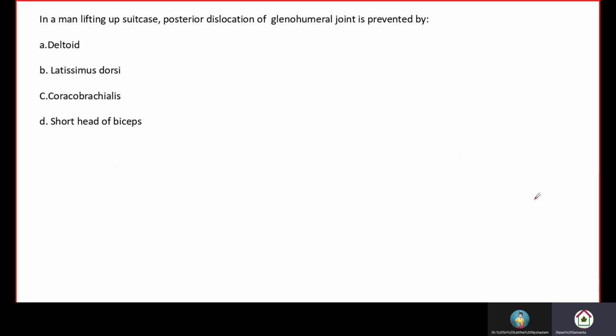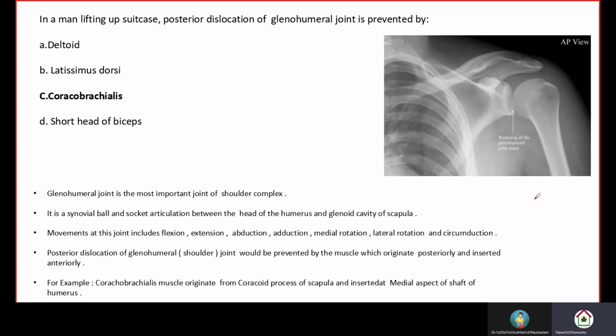Okay, next question. In a man lifting up a suitcase, posterior dislocation of glenohumeral joint is prevented by deltoid, latissimus dorsi, coracobrachialis, short head of biceps. In a man lifting up the suitcase, posterior dislocation of glenohumeral joint is prevented by which muscle? So the answer will be coracobrachialis.